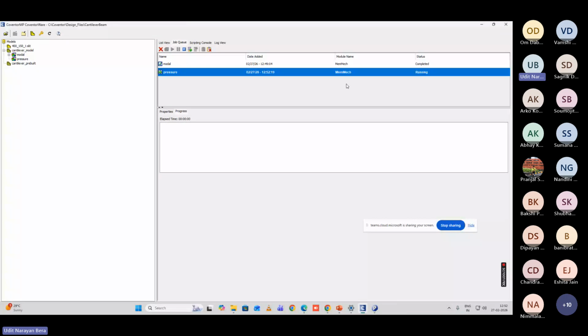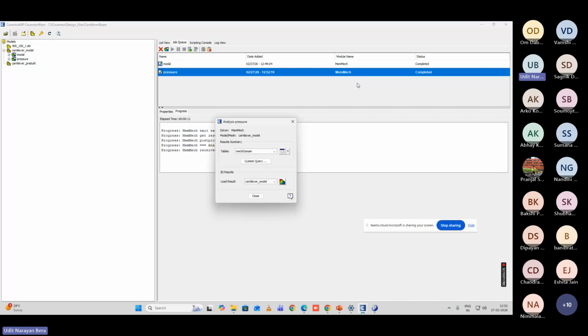This is pressure. So it has started. You can check the progress from here. As I have done the meshing a little fine, that's why it is taking a little bit of time. Otherwise, it would have been done faster. So let's check the result.